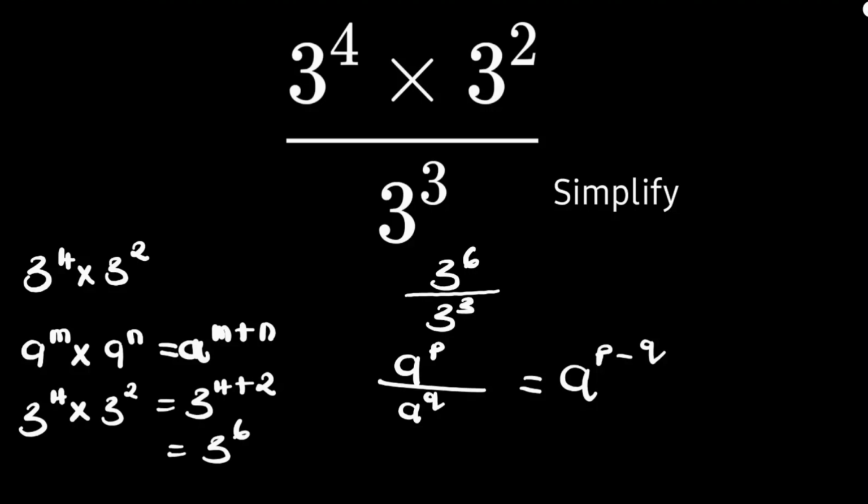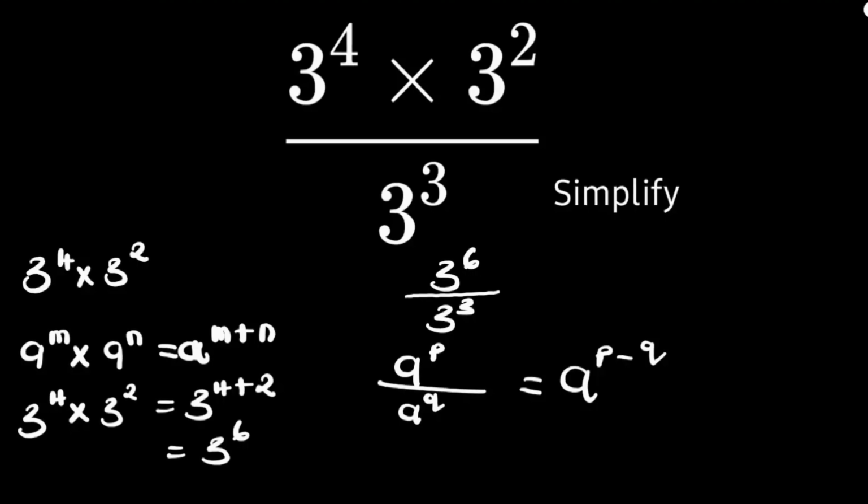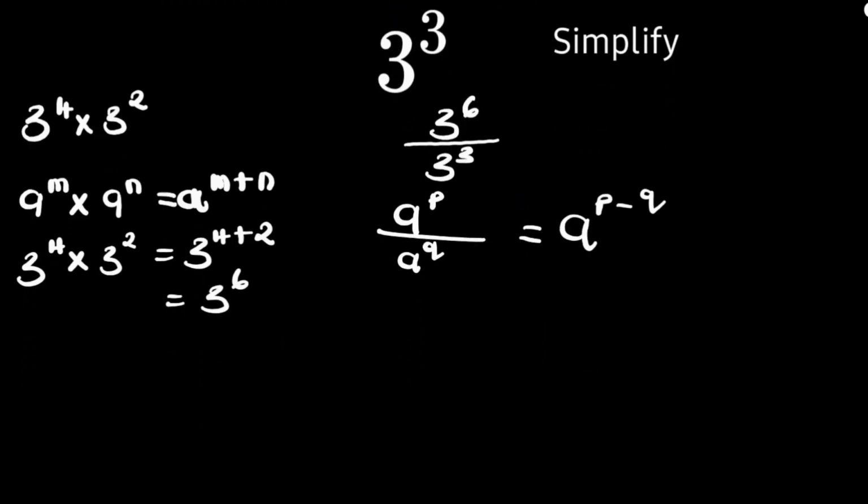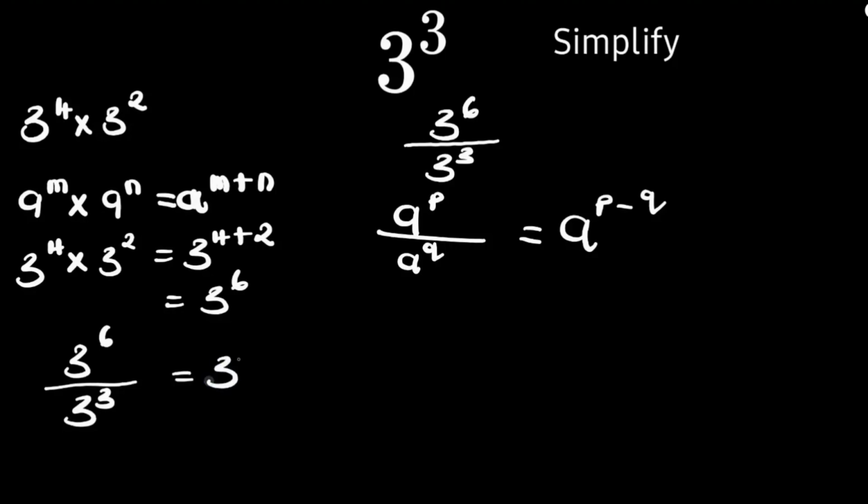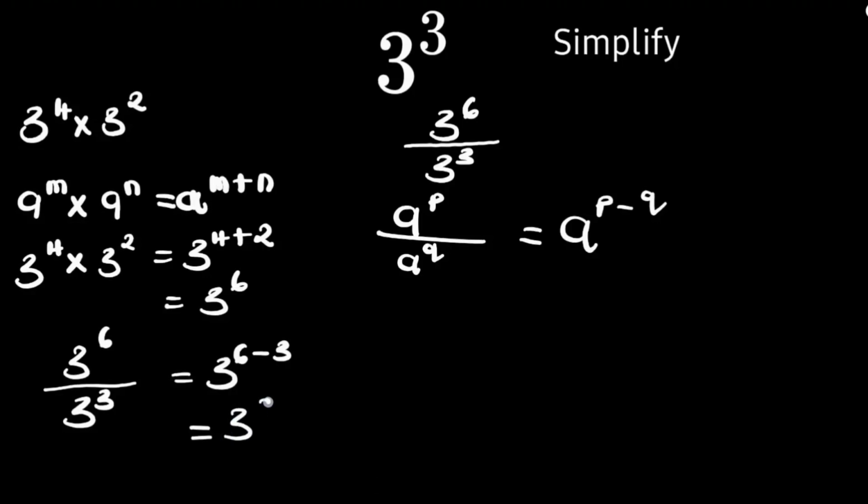So this works only if their bases are the same in every case. In this case, their bases are the same, so we can do that. If their bases were not the same, then we will not be doing this step. So 3 to the power 6 divided by 3 to the power 3. Now if you use that law of indices, it's going to be 3 to the power 6 minus 3. Now this will give us 3 to the power 3.